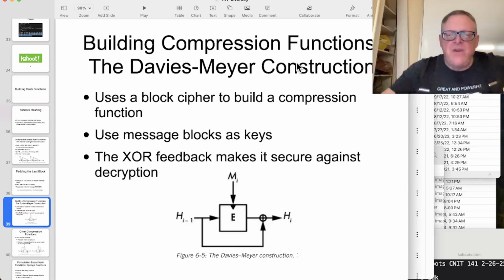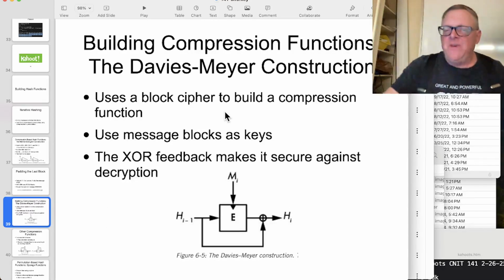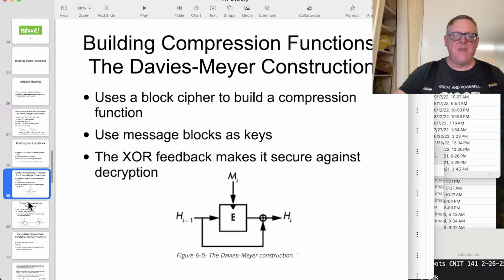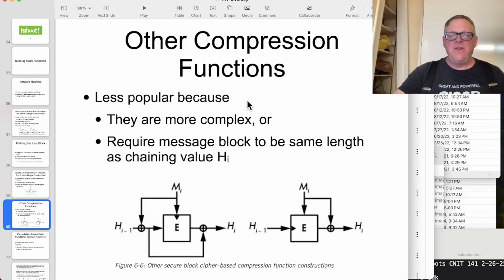So the compression function often just uses a block cipher. You've got ciphers, they'll work. Use the message block as a key and encrypt the input with the key, and then you XOR the input and the output together. The XOR feedback helps make it more difficult to decrypt. So that's one way to do it. There's other ways to do it too.